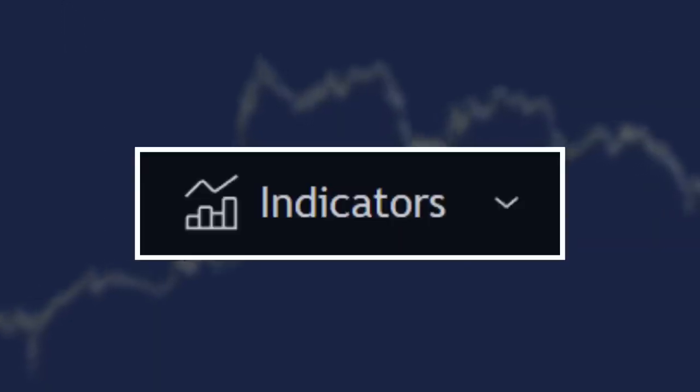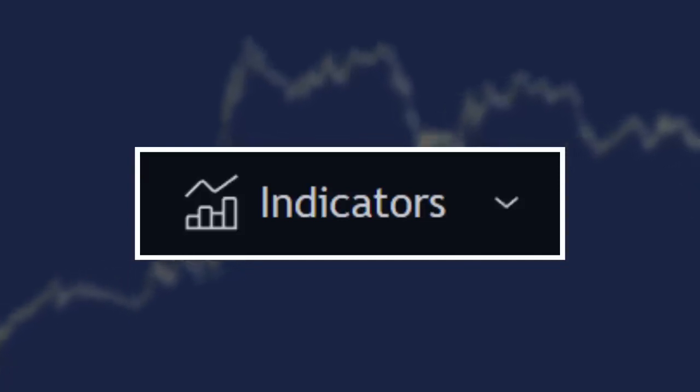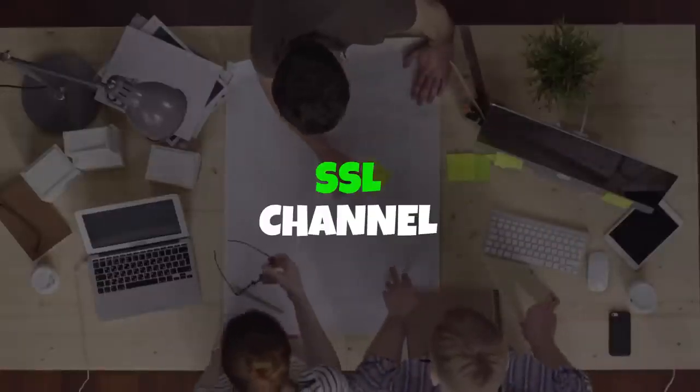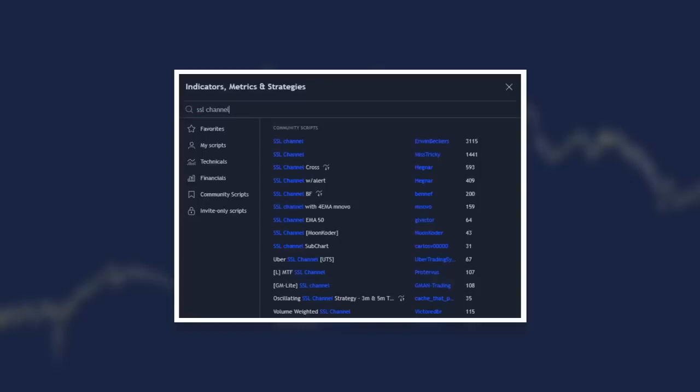So the first thing we're going to want to do is head up to indicators at the top, type in SSL channel, and it is the SSL channel by Miss Tricky. It is this second one here in the community scripts. Now make sure you click this indicator twice because we want to add two of them to our chart.